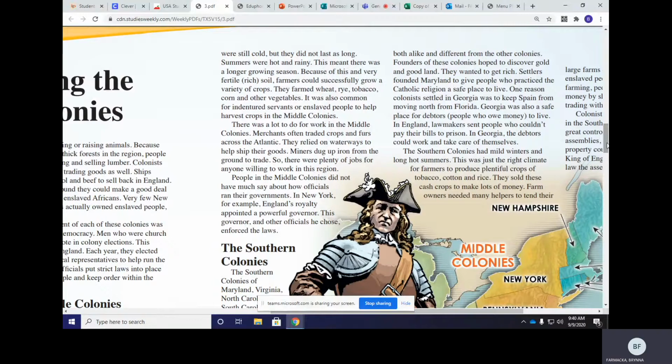People in the middle colonies did not have much say about how officials ran their government. In New York, for example, England's royalty appointed a powerful governor. This governor and other officials he chose enforced the law.